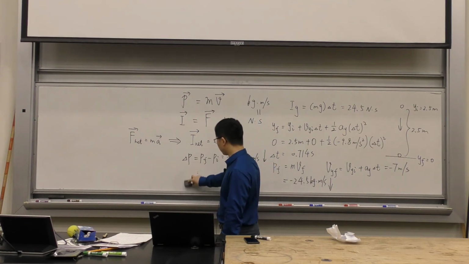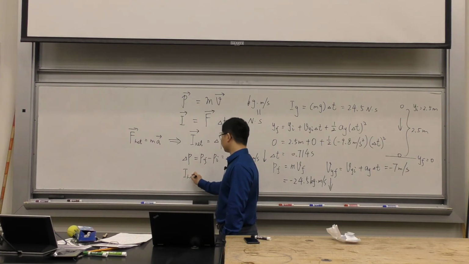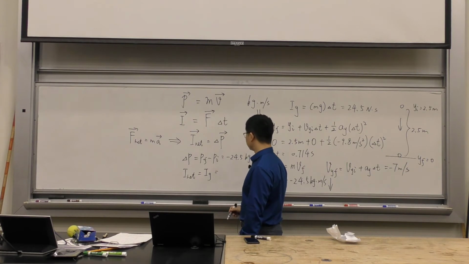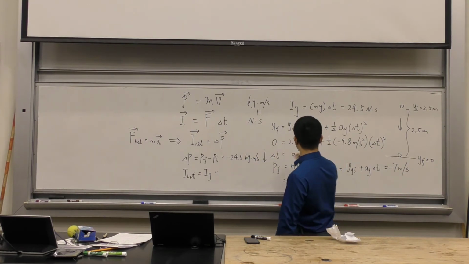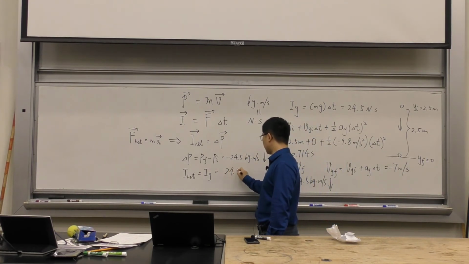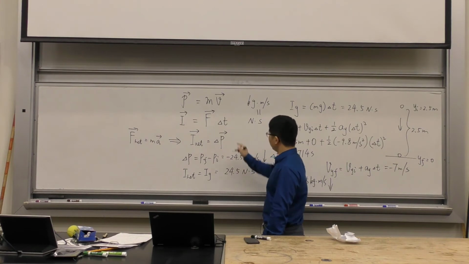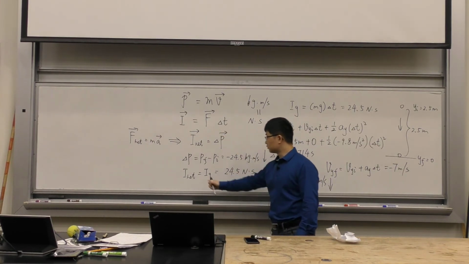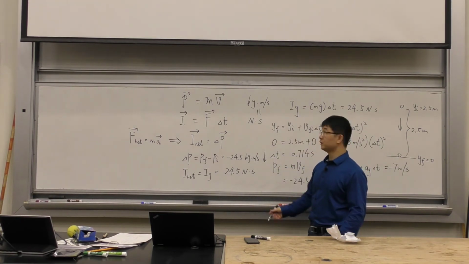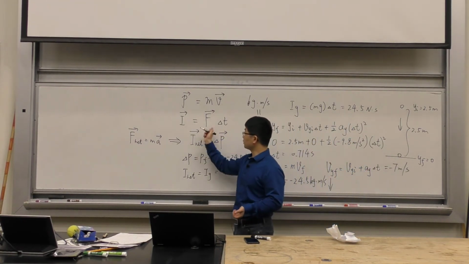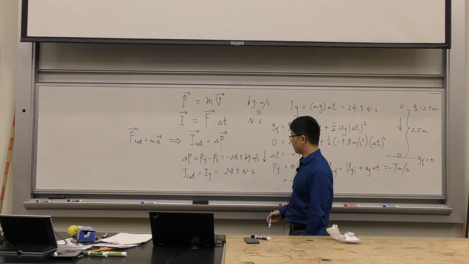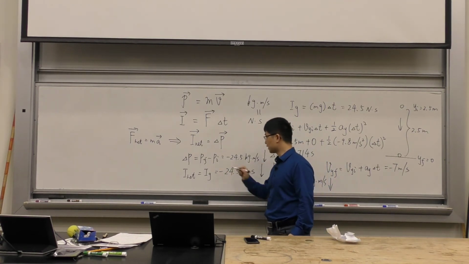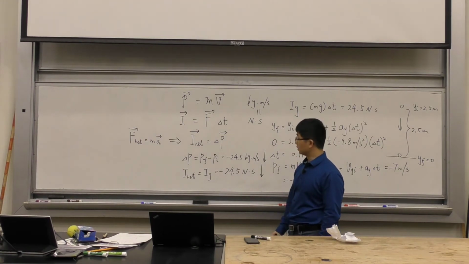Because the only force on it is gravity. So what is the impulse? It's 24.5 newtons times second. Impulse also has a direction. What is the direction of this impulse? What is the direction of the force, right? You see, it's force times time. The force of gravity is down. So if you want to use a sign to represent the direction, you should also call it a negative.